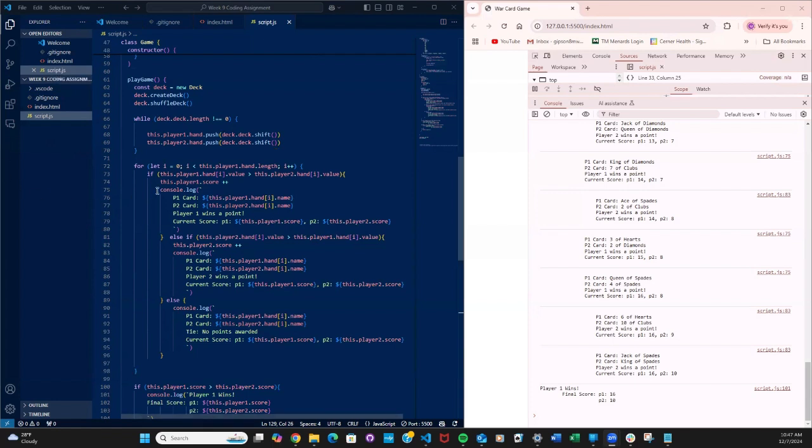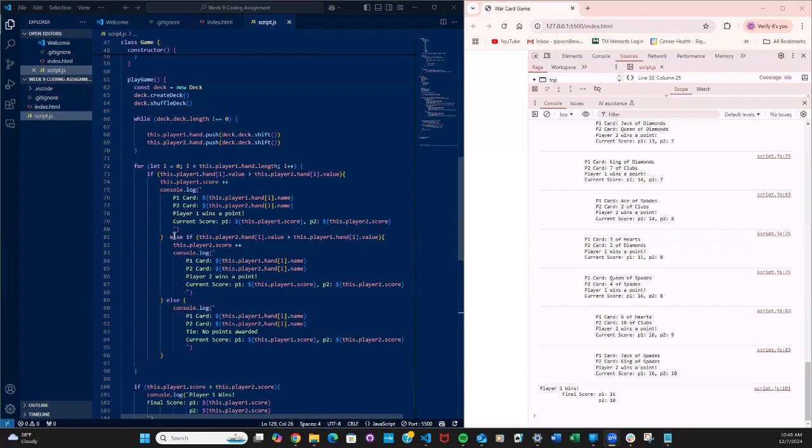And so whenever the cards were drawn, there's a for loop created. So let i equals 0, i is less than this.player1.hand.length, i++. And then if this player's hand is greater than player two's, then player one's score will go up. To track it, we did template literals again. So depending on what their card was, if player one had a higher card than player two, then player one will win a point. And then it would display the current score. So player one has this score and player two has this score.